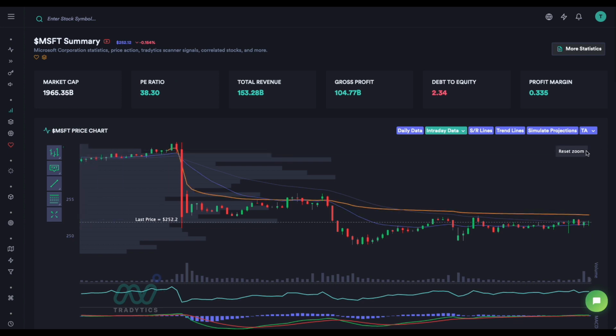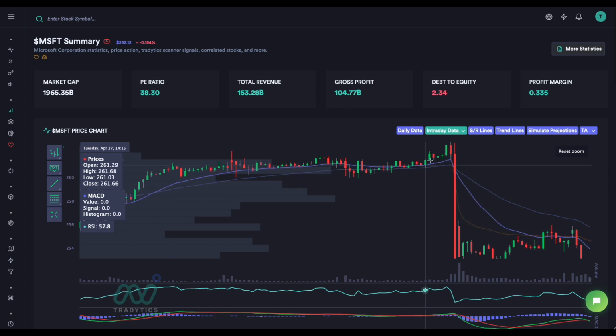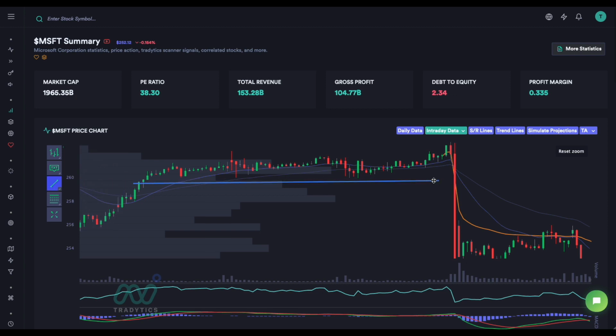Now you can see that at this point in time, price was going up pretty nicely. It was respecting the moving averages. We had a really good support level here.